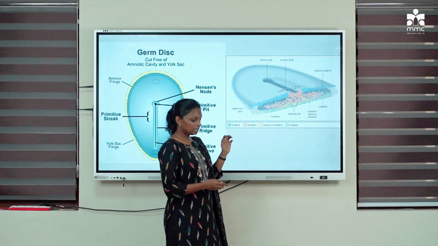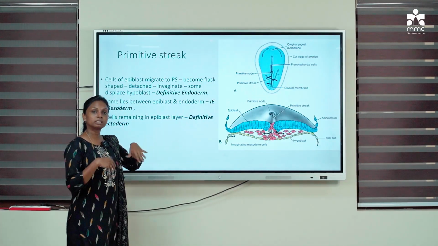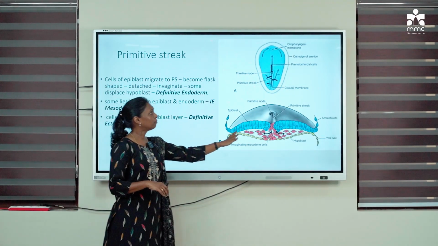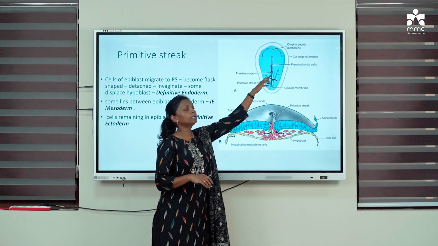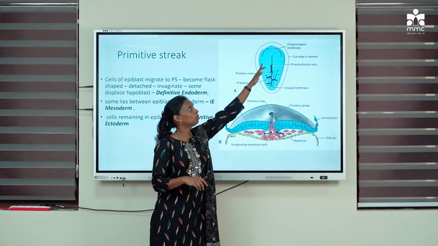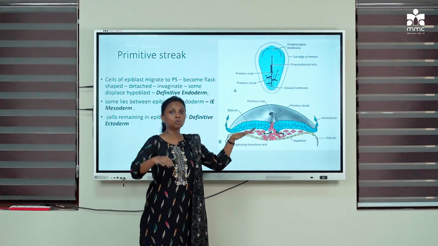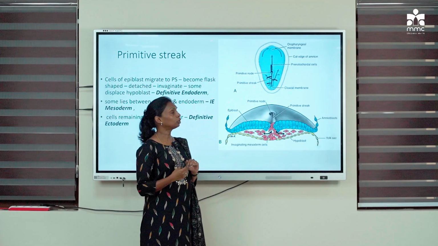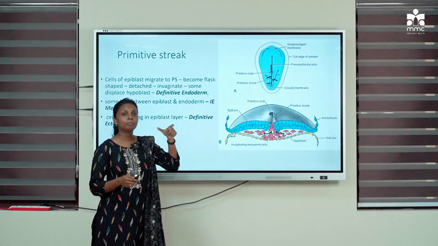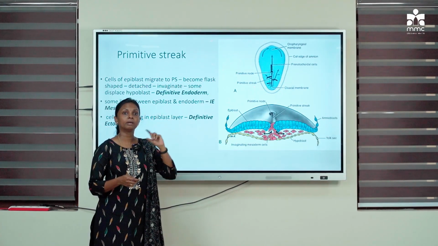As these intraembryonic mesoderm cells migrate more and more, they will migrate all over the embryonic disc. They move laterally, cranially and caudally, except in two places, where they do not go between the two layers of the ectoderm and endoderm.